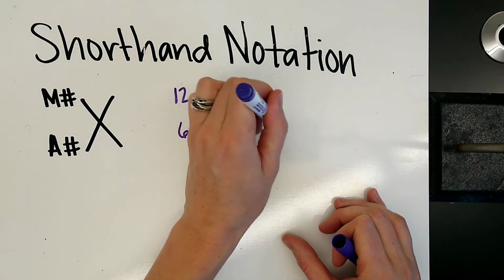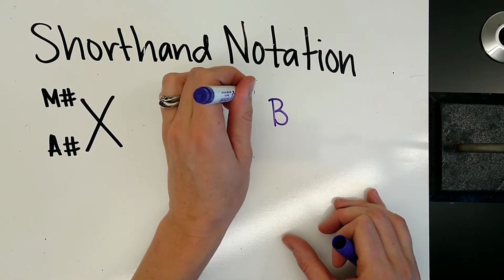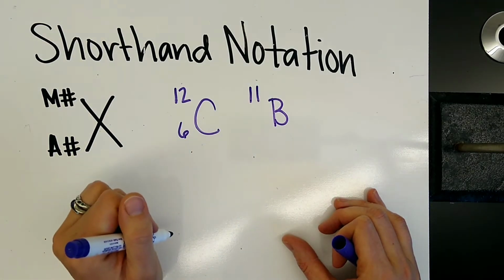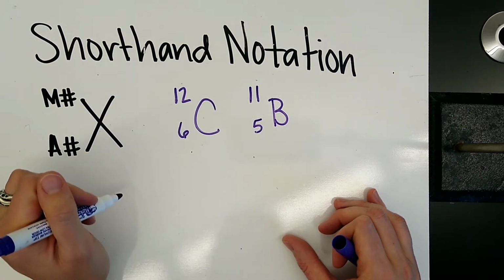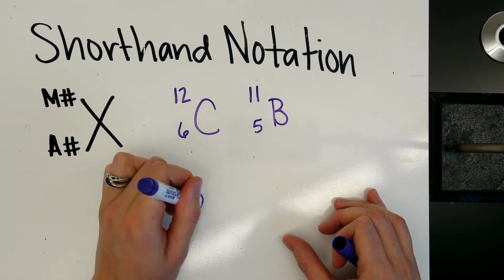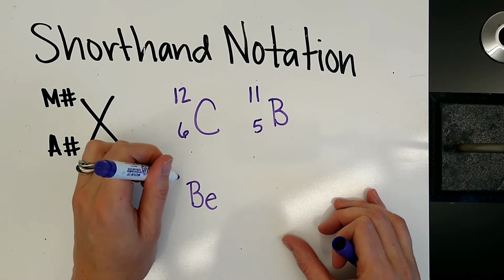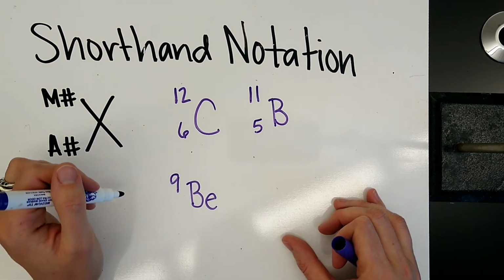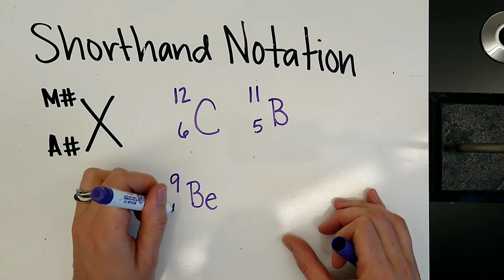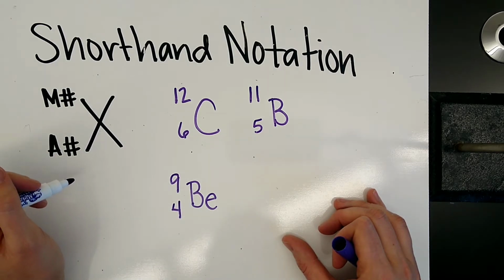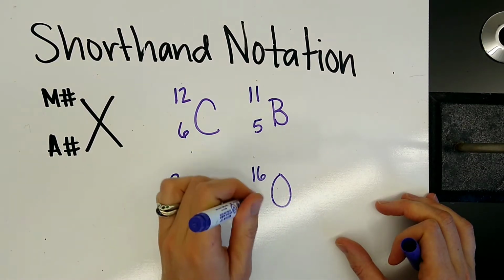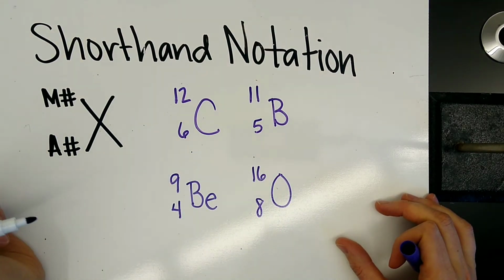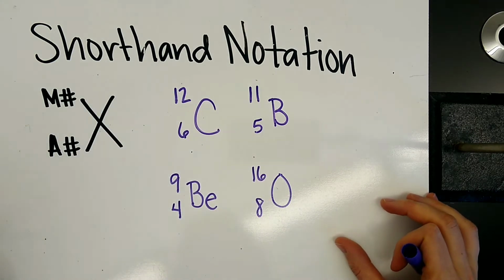Okay? Boron-11 for part B, boron is B, 11 is our mass number, and then the atomic number for boron is 5. Beryllium-9, beryllium is Be, 9 is the mass number. Okay, and then you look at your periodic table and you see the atomic number is 4. And finally, oxygen-16, O-16, has an atomic number of 8. So there's my shorthand notation for all of those elements.